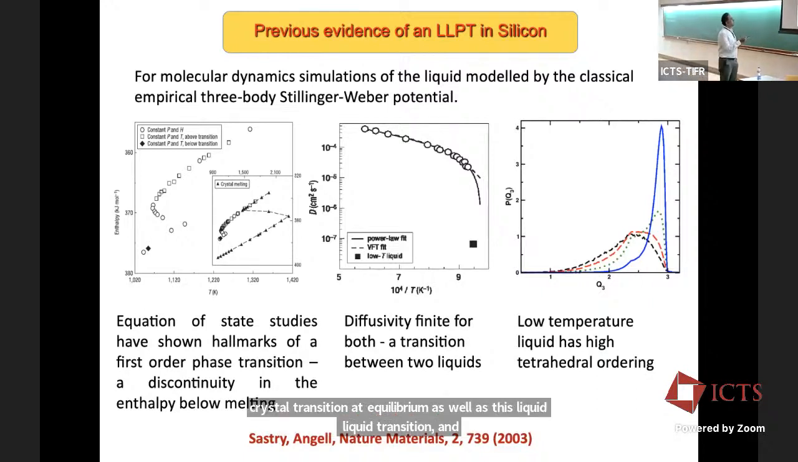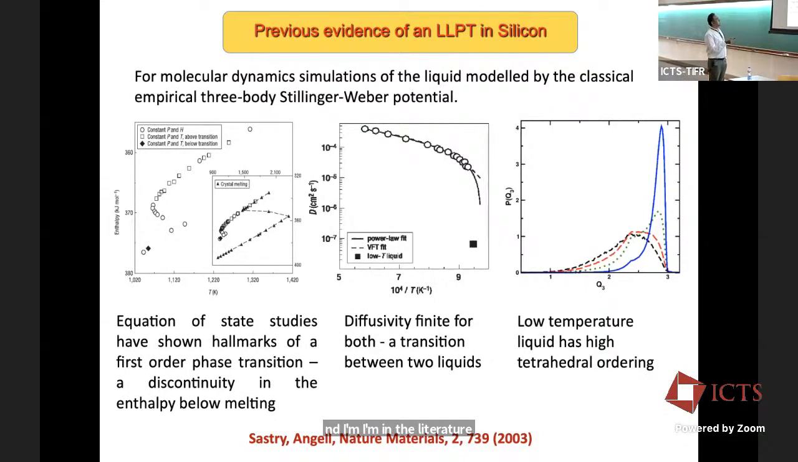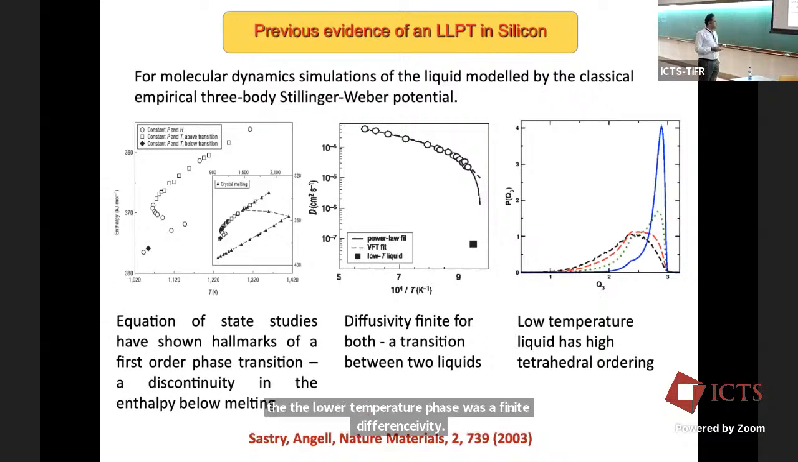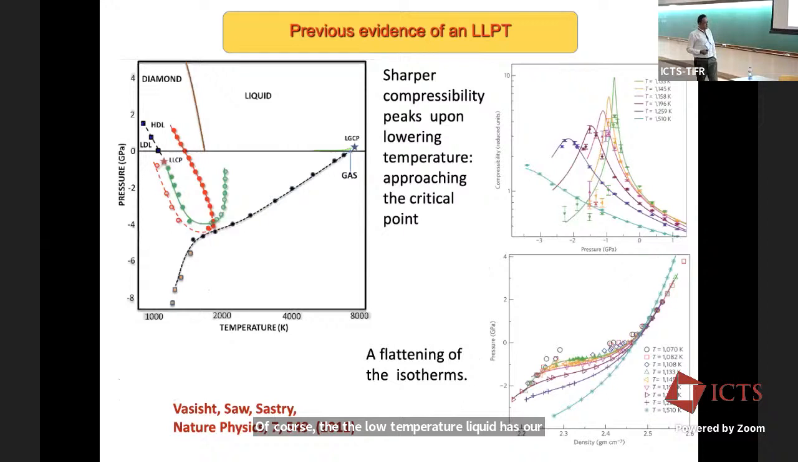And in the experimental literature, actually, there had been long a discussion of a liquid to amorphous transition. So one of the things we checked was that the lower temperature phase was of finite diffusivity. And of course, the low temperature liquid has tetrahedral ordering. And further work, again in our group, showed more evidence supporting this possibility. And based on the simulation results, we were able to construct a phase diagram.